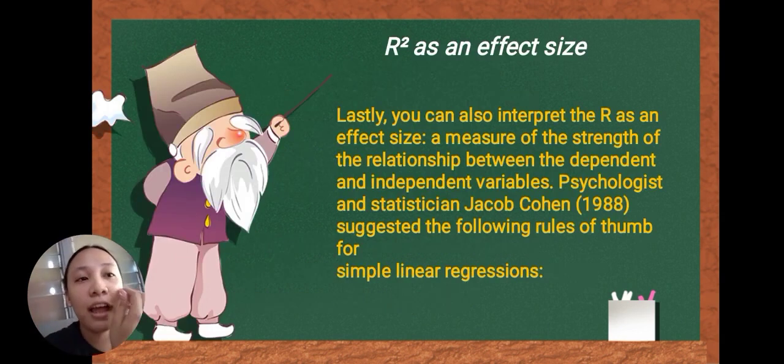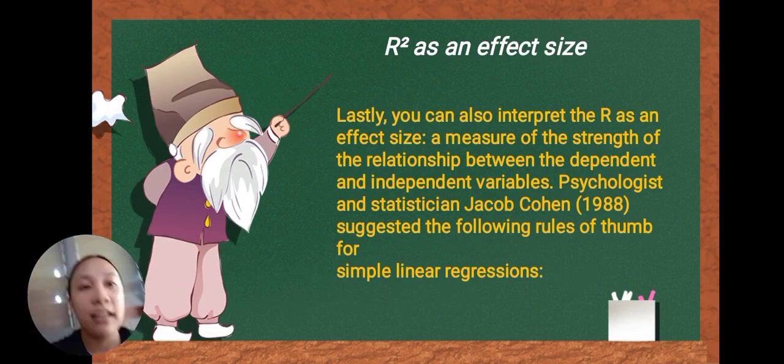R squared as an effect size. Lastly, you can also interpret R squared as an effect size, a measure of the strength of the relationship between the dependent and independent variables. Psychologist and statistician Jacob Cohen, in 1988, suggested the following rules of thumb for simple linear regressions.